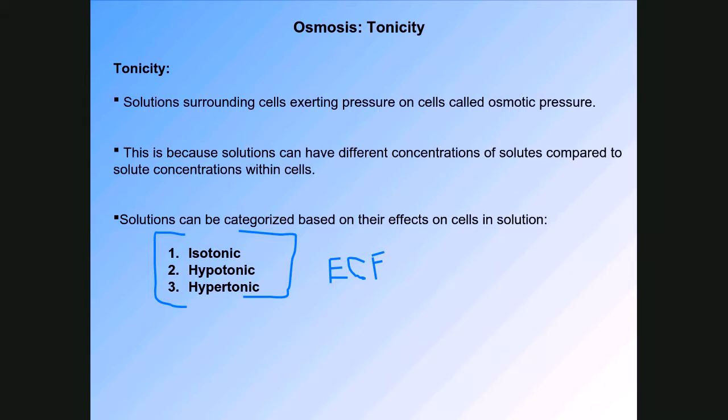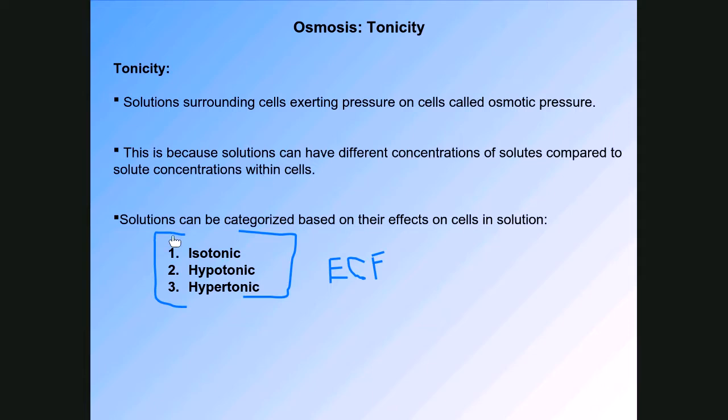Depending on the makeup of the solution in the beaker, that solution could be behaving as an isotonic solution, a hypotonic solution, or a hypertonic solution. But in either case, that solution in the beaker represents your ECF. Okay, so for tonicity, solutions surrounding cells exert pressure on cells called osmotic pressure. This is because solutions have different concentrations of solutes compared to the solute concentrations within cells. So we're talking the solute concentration of the ECF versus the ICF.